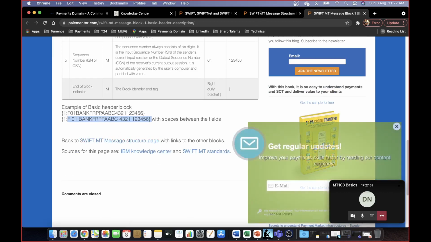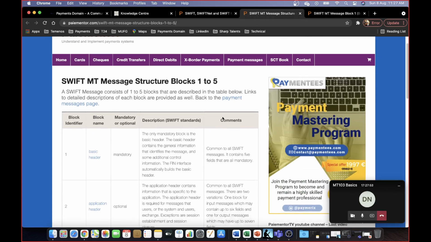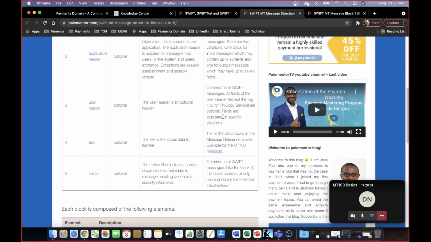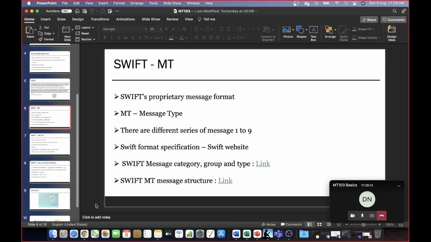So this block 1, block 2, and block 3 are common for all messages, including SWIFT MT103. The text block widely varies from one type of message to another. So that we'll see in the next slide.